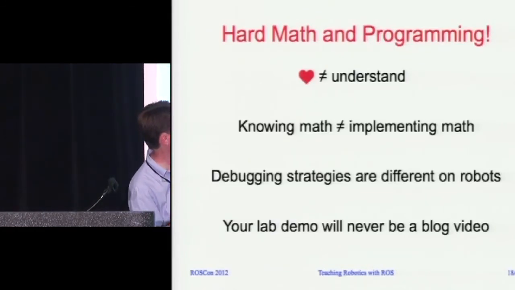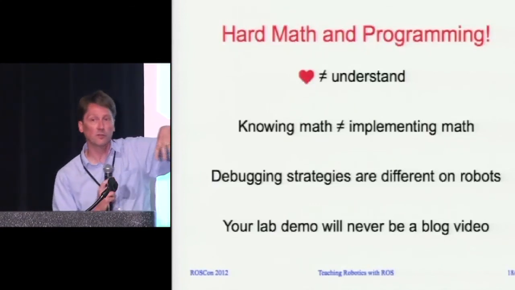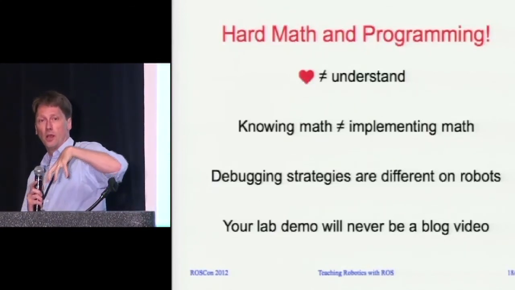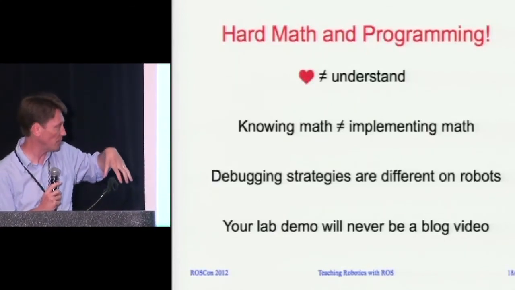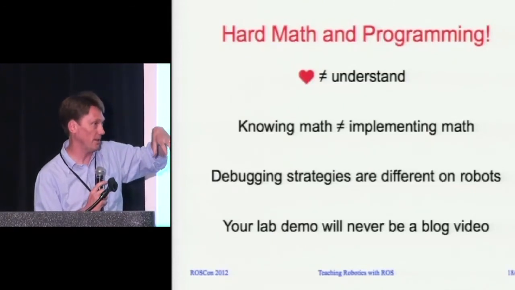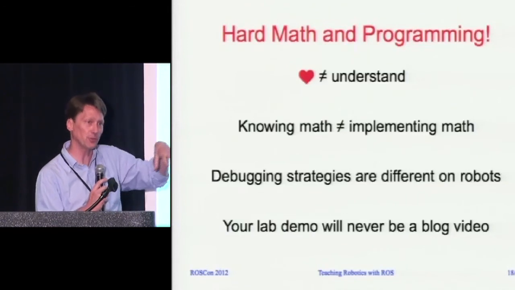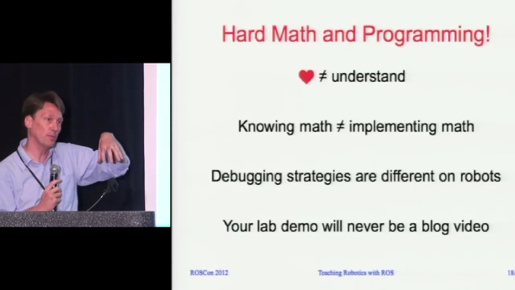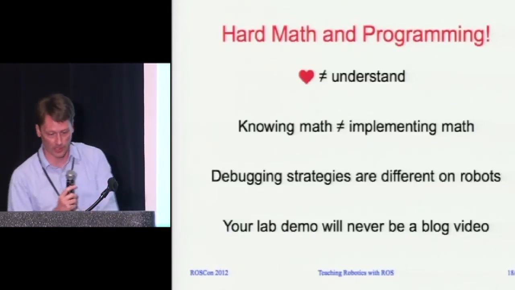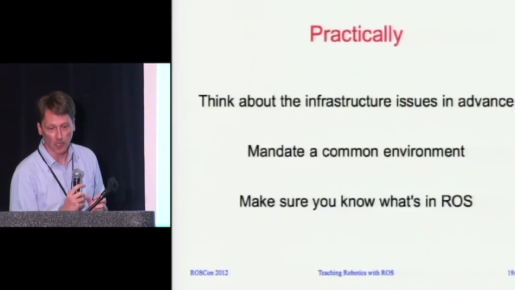And this is sort of related to the first one. You see all these awesome videos of ROS and robots. And it's actually quite a hard thing for the students to realize that they won't make those awesome videos out of this class. You know, they'll do some interesting stuff, but they're not going to be featured on the wiki, on the blog. So practically, what can we do?